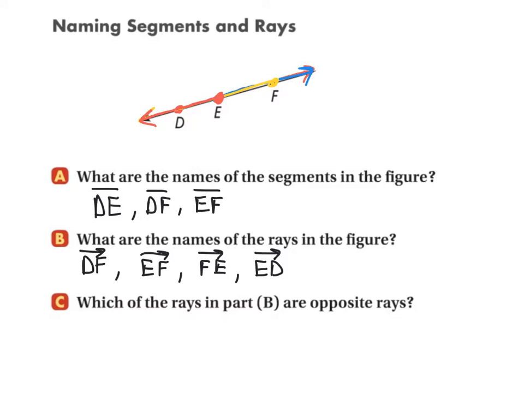All right, part C, which of the rays in part B are opposite rays? Well, for rays to be opposite rays, they have to have the same endpoint, but together form a straight line. So the shared endpoint in this case is going to be E. Going in one direction gives us ray EF. Going in the other direction gives us ray ED. And together, they form that entire line. So it is ray EF and ray ED.